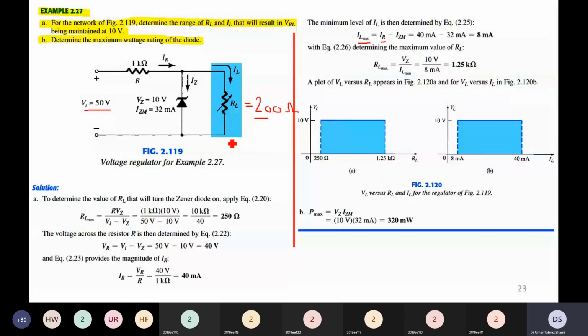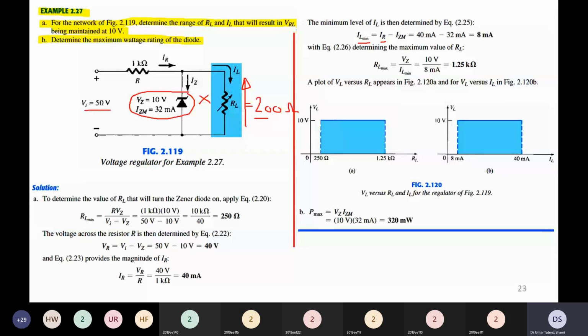Now let us analyze. How should we analyze? In the first step, let us remove the Zener diode. Let us assume it is not connected. With this assumption, what will be the voltage across RL, with the Zener diode being removed? 10 volt? No, we cannot assume 10 volt. We have removed the Zener diode. We will now have to calculate the voltage across RL by applying Kirchhoff's voltage law.